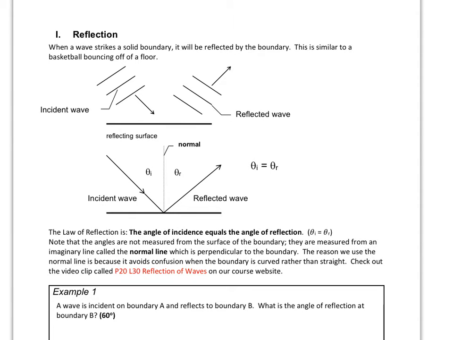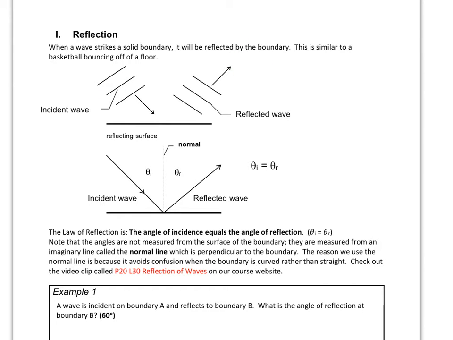Okay, reflection. When a wave strikes a solid boundary, it will be reflected by the boundary. This is similar to a basketball bouncing off of a floor. So when our waves come in towards our solid boundary, if we were talking about water, this would have to be something totally stationary in water that wouldn't be able to bob up and down. Like, I don't know, an island that goes straight up and down, with no beach leading into it, or I guess like a cliff. So our waves come in at an angle, the wave is kind of coming this way, it strikes the boundary and we're going to get a reflected wave this way.